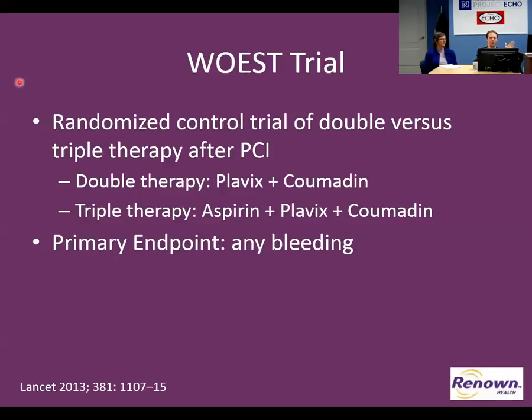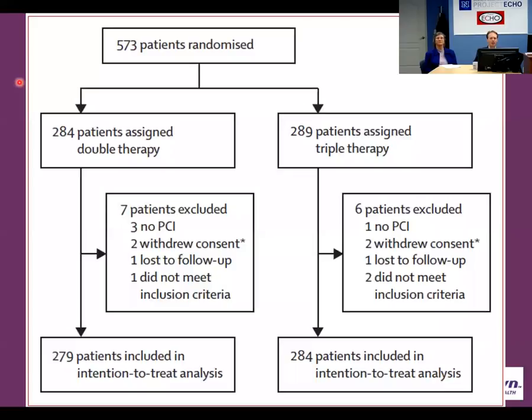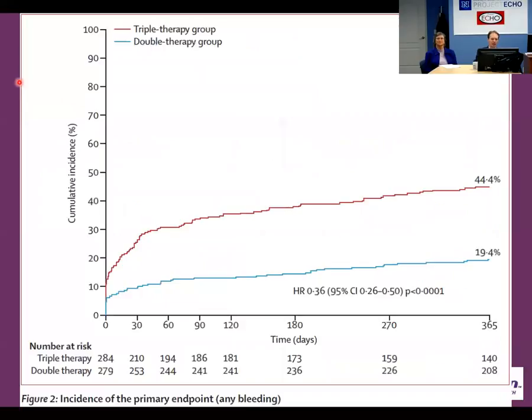So they randomized people to basically get Plavix and Coumadin. This was before the direct oral anticoagulants were quite popular. Or triple therapy, aspirin, Plavix, and Coumadin. And the endpoint of the trial was any bleeding, the WOEST trial published in the Lancet. So 573 people were randomized, few people were excluded, usual trial layout there.